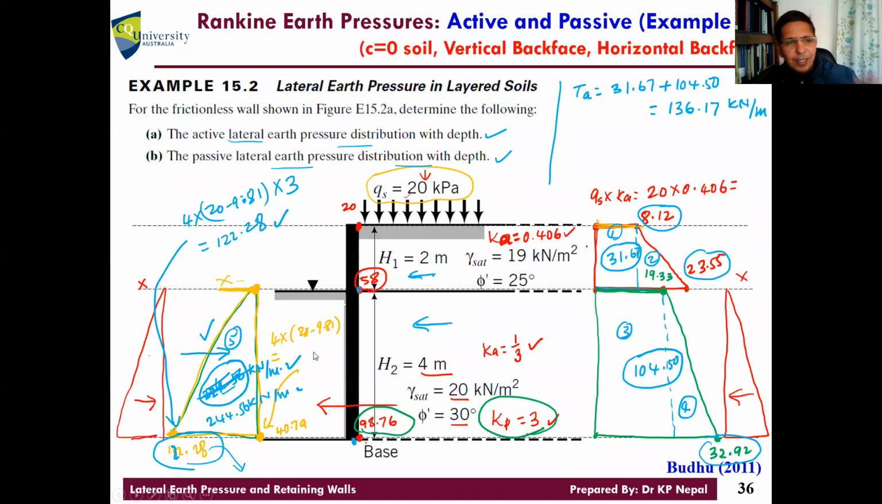So again, the concept is exactly the same. What they did in the example here is they used separate types, like the surcharge differently, layer 1 differently. But I just tried to combine all. As long as you calculate the vertical pressure at different points, and then you use the lateral pressure coefficient, that would be enough to calculate. Any questions for me? The solution is here, you can check.